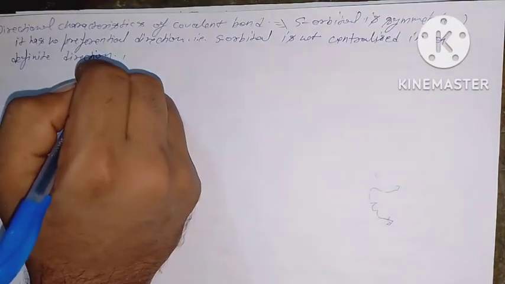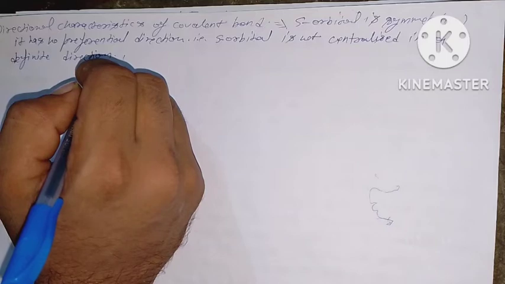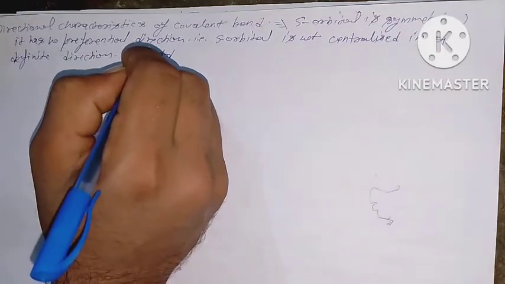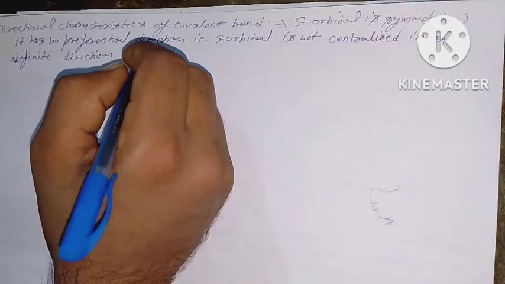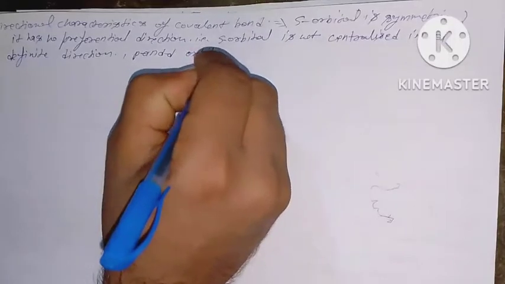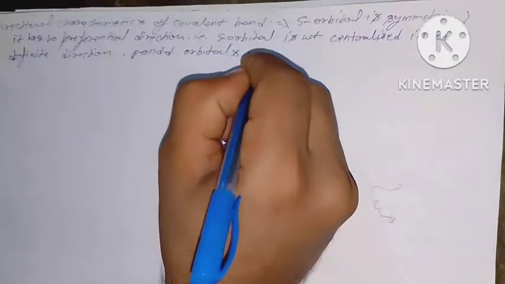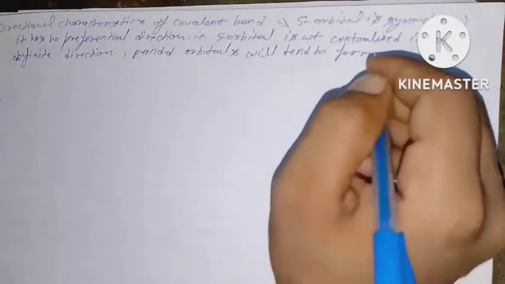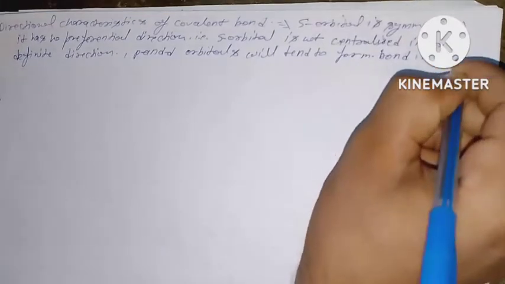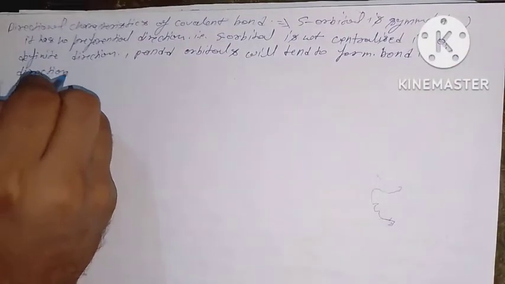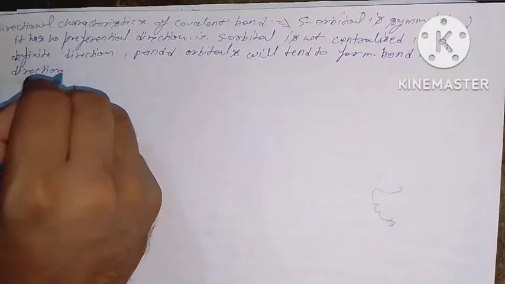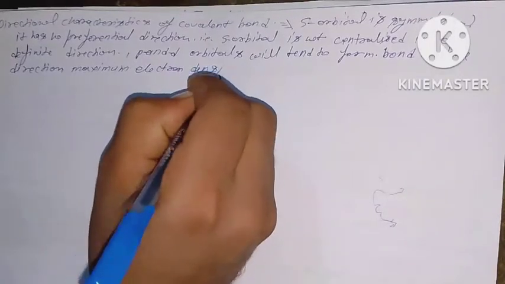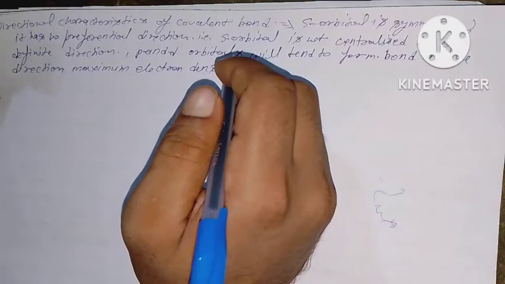P and D orbitals will tend to form bonds in the direction of maximum electron density.